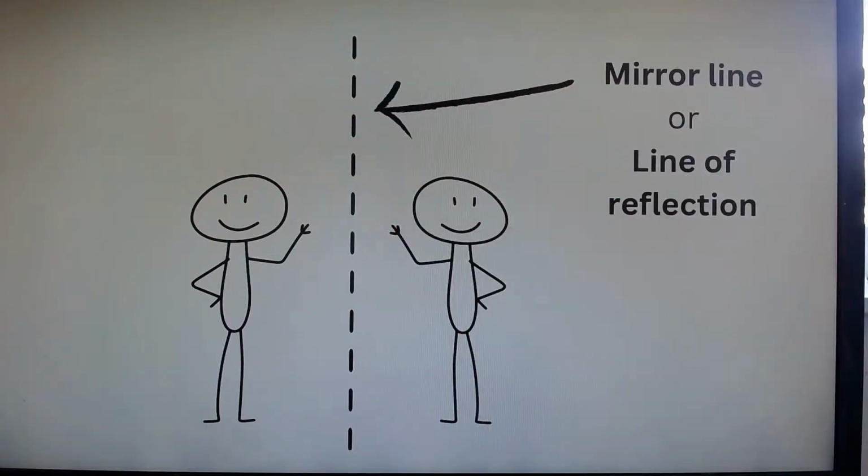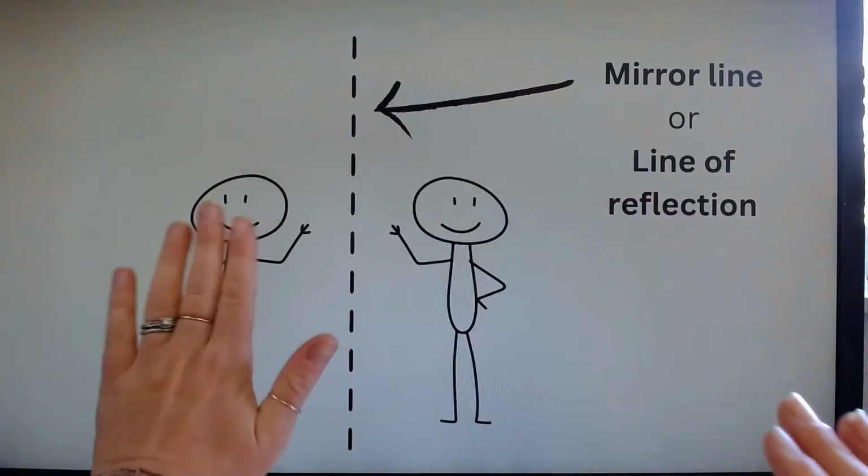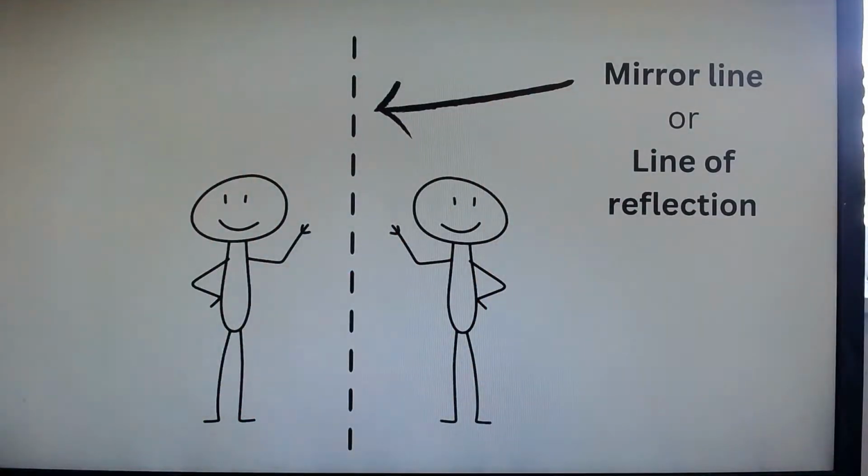It's where the reflection's happening. So where the mirror is, where the reflection is happening. You can call it the mirror line or the line of reflection. So this is one object that's been reflected in a mirror.